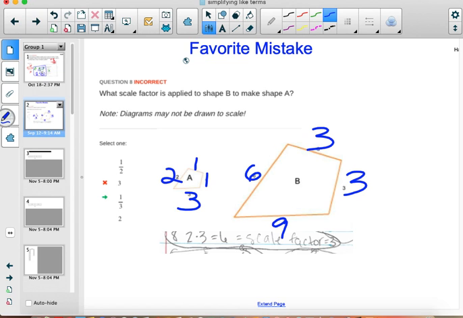All right. What scale factor is applied to shape B to get to shape A? This student looks like they did 2 times 3 equals 6. So they wrote, oh, I multiply by 3 to get to 6, so the answer is 3, and the computer said, nope, that's wrong.